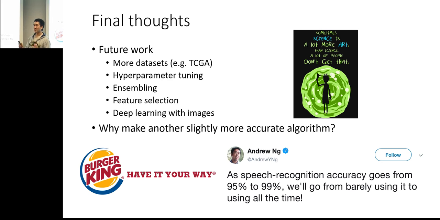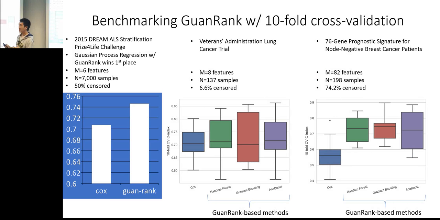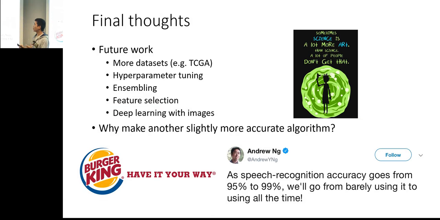But since the GuanRank algorithm currently follows the scikit-learn API, I can do all these cool things with it. I can do hyperparameter tuning, ensembling, and feature selection, and feature selection is actually one of the more interesting ones. Let's say you don't care about accuracy, but you care about, say, this 6-gene data set. What if you care about finding the 6 most informative genes for predicting survival? Then you can already do that with the GuanRank algorithm, because it follows the scikit-learn API.